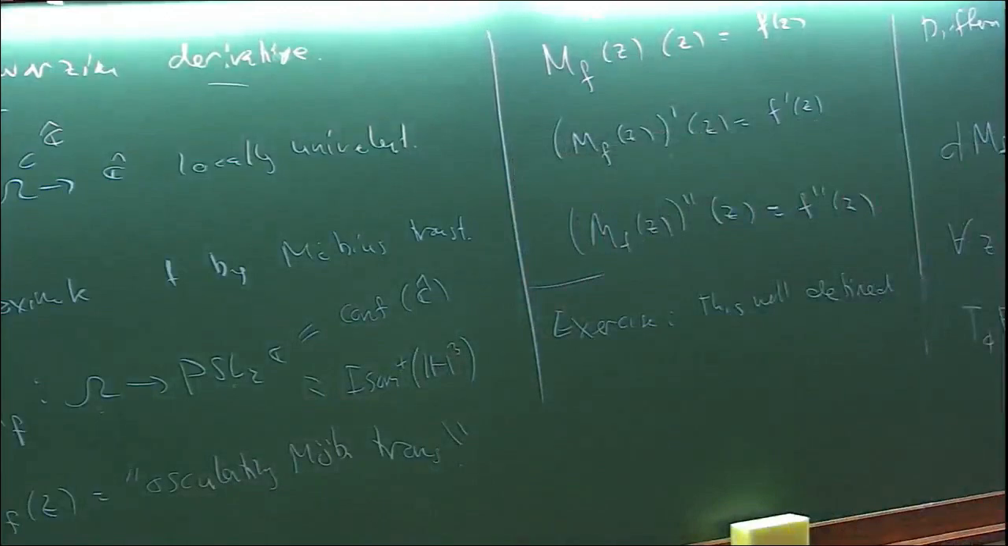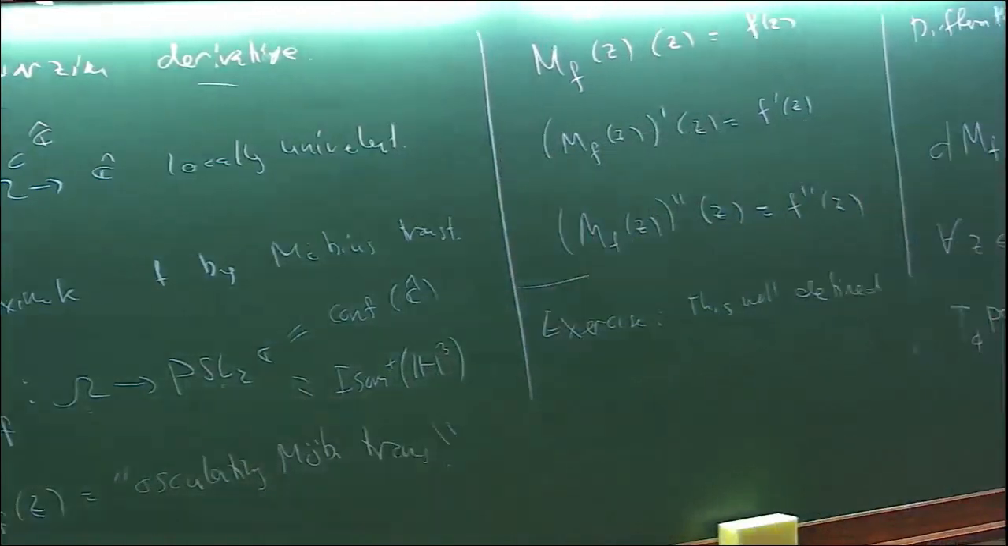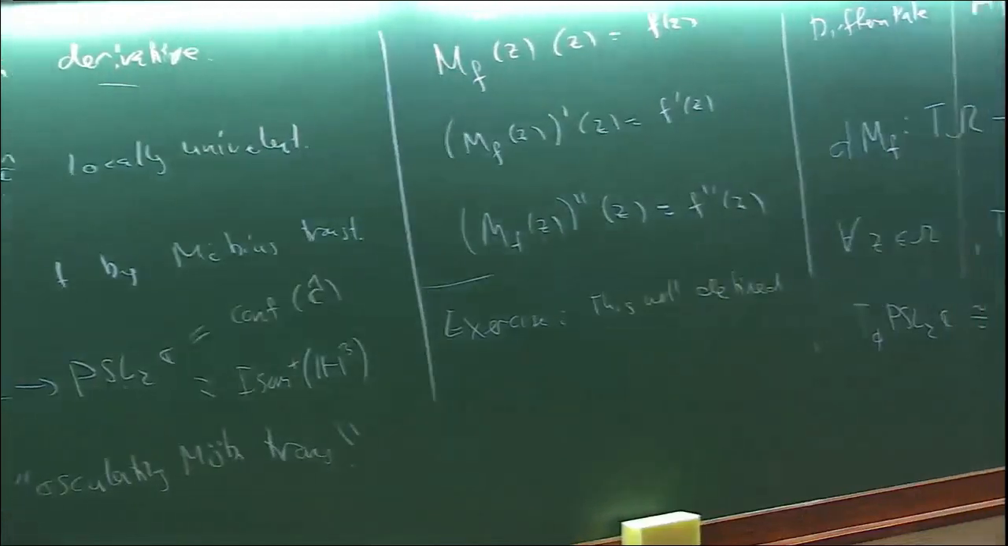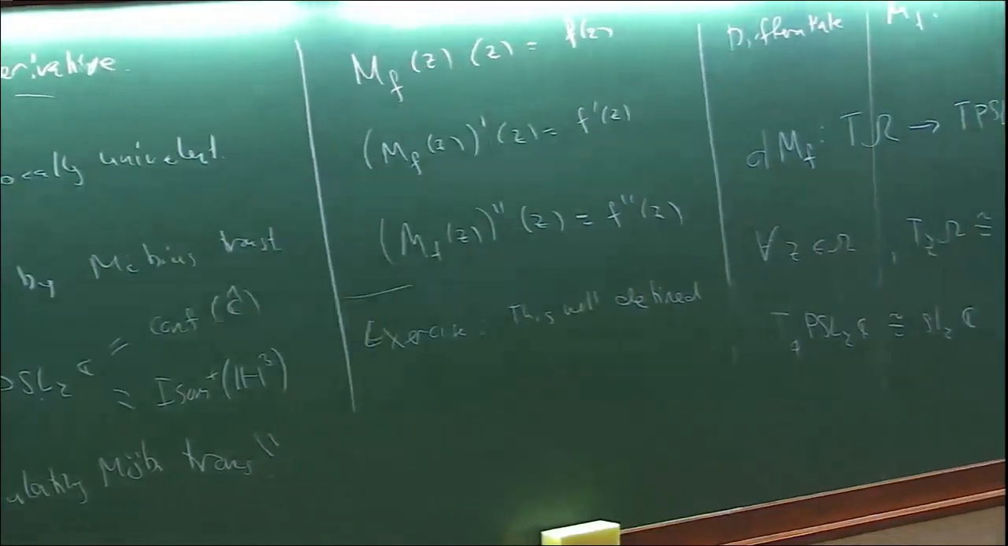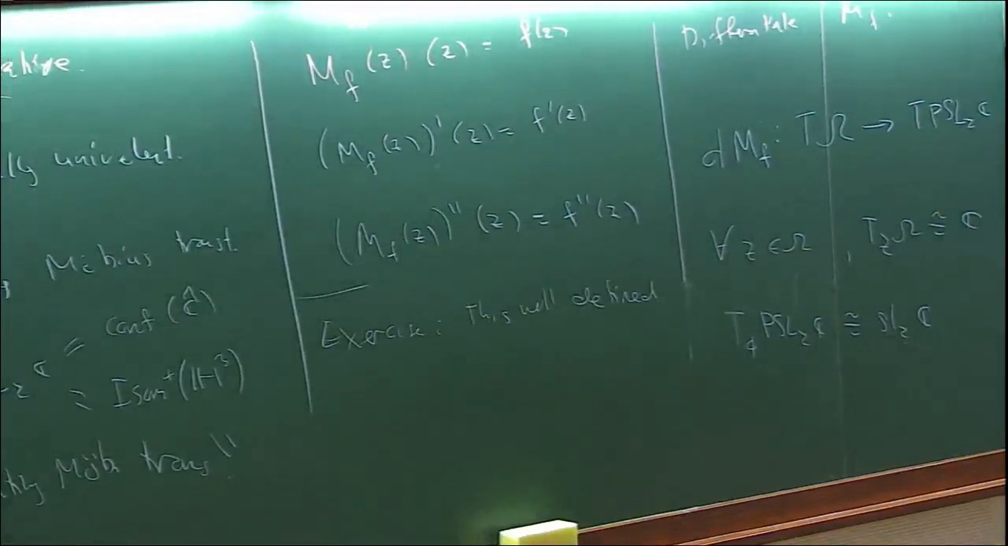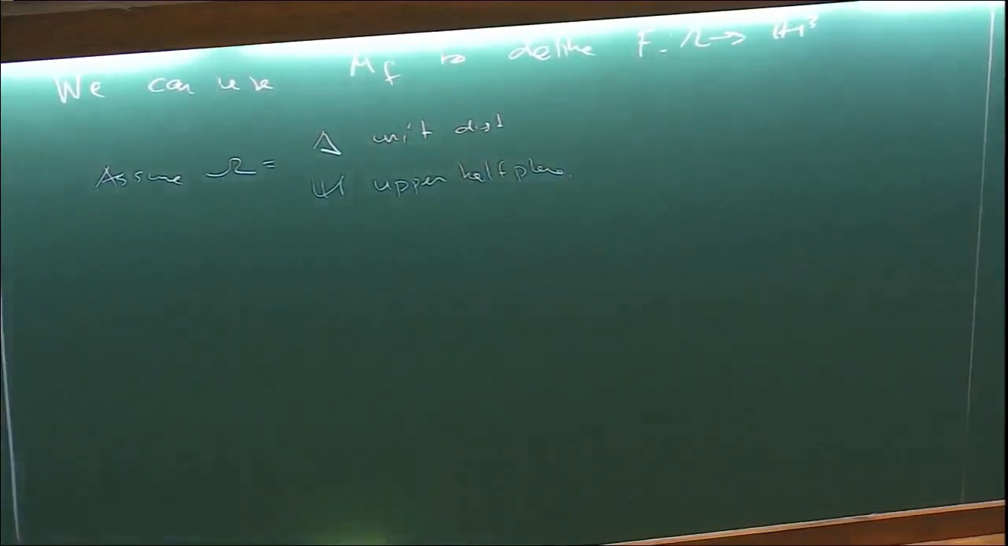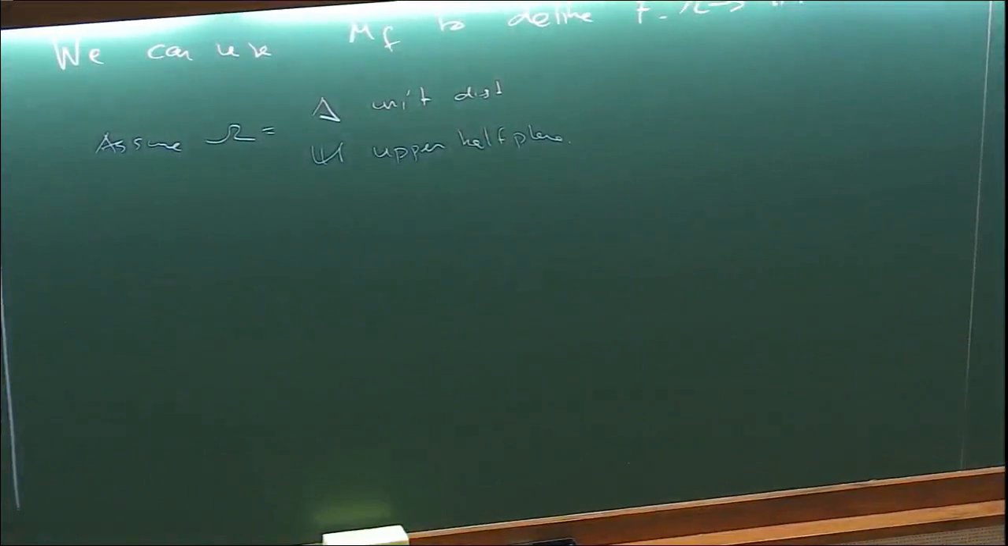So what we can do to define a map, and this works more generally, but let's assume that Omega is, say, the unit disk or the upper half plane. I'm going to draw a picture for the upper half plane, and then you think about how this would work in the unit disk.